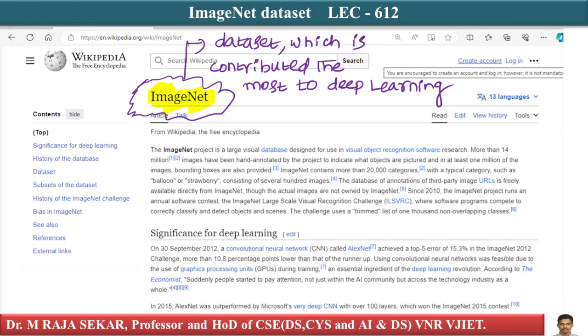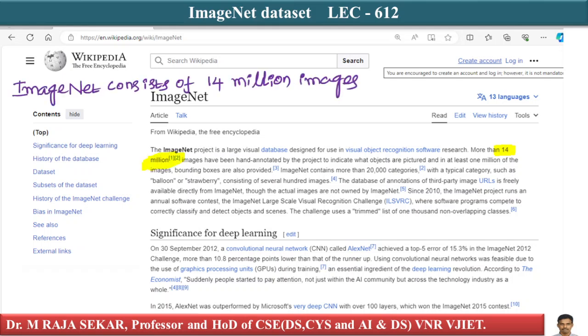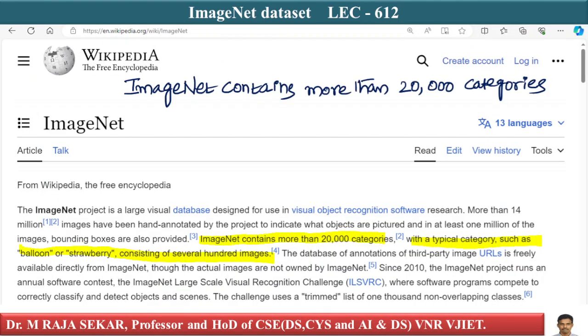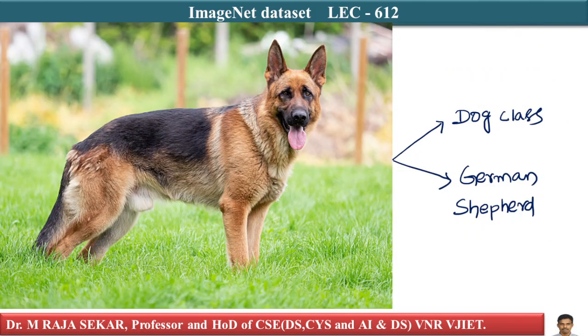ImageNet consists of 14 million images, isn't it? For those of you in the Indian system, that is almost 1.4 crore images, lots and lots of images. In ImageNet, you have objects which belong to 20,000 categories. If you refer to the Wikipedia page, it says it consists of more than 20,000 categories, and some of these categories can be ambiguous.